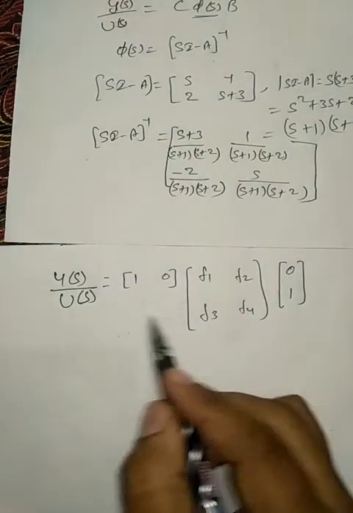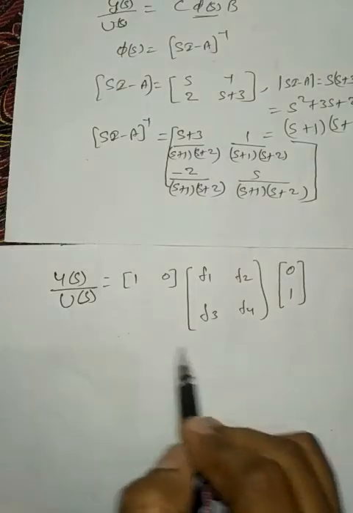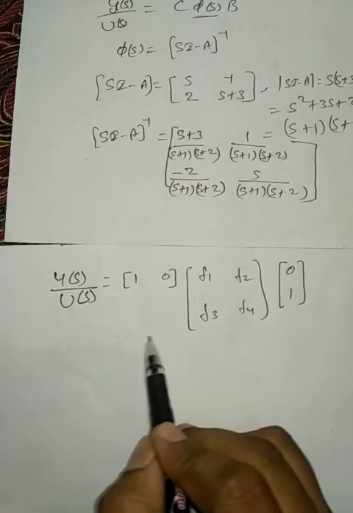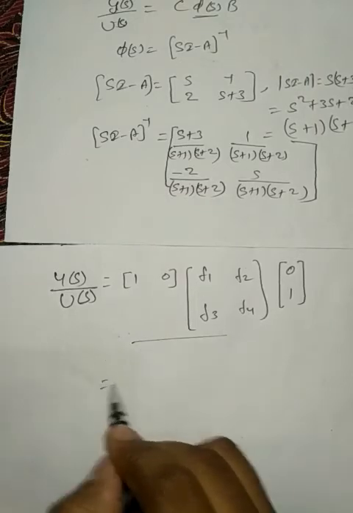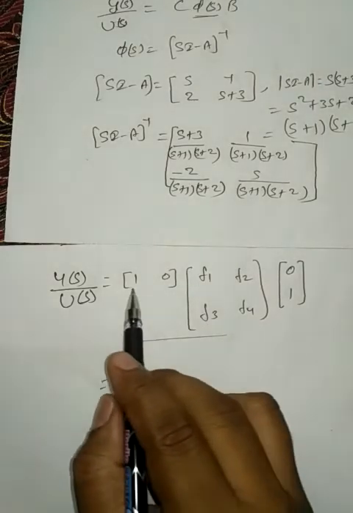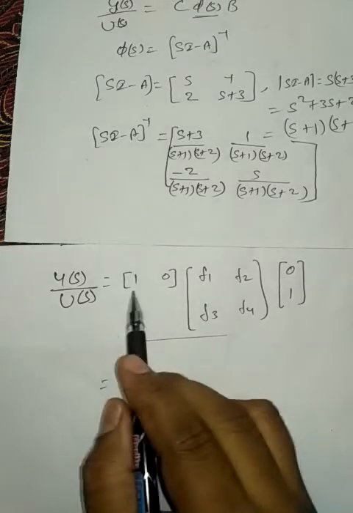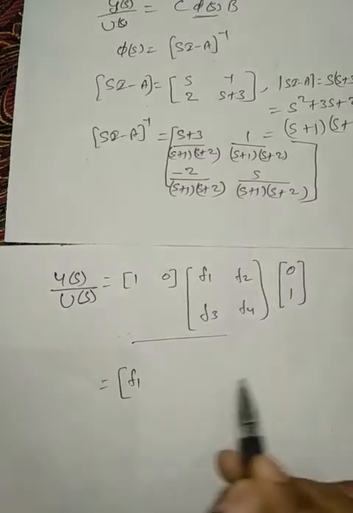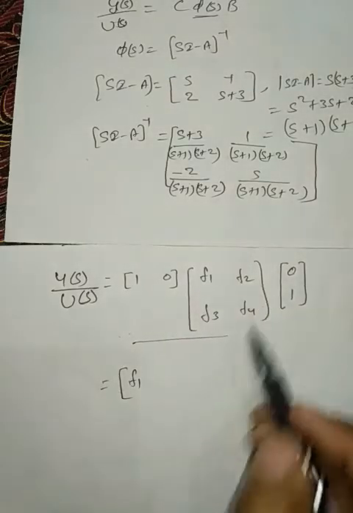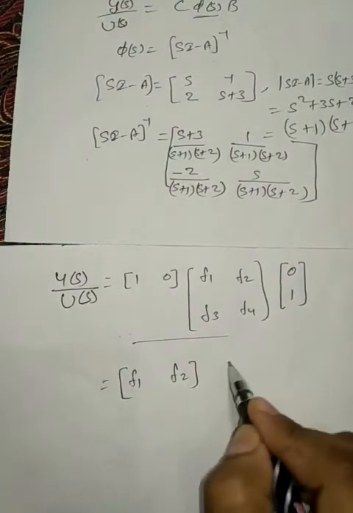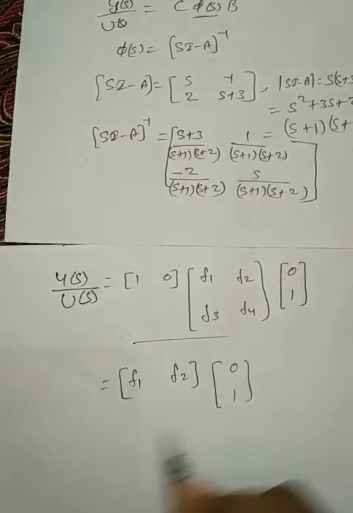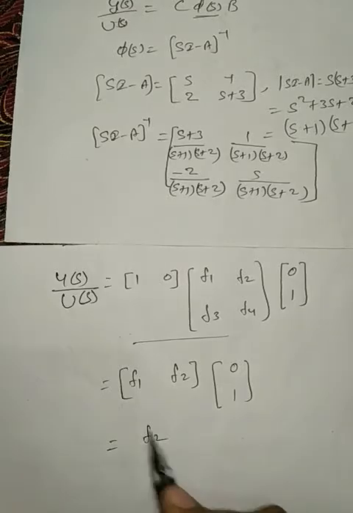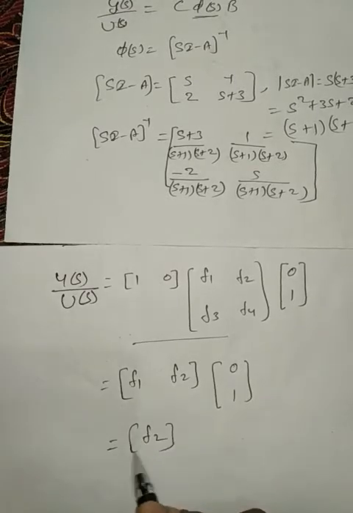Now multiply. First of all, multiply these two matrices. So here we will find f1 plus 0, so f1, and here f2 plus 0, f2. And multiplied by 0, 1, now multiply it as f2. This will result in only f2.